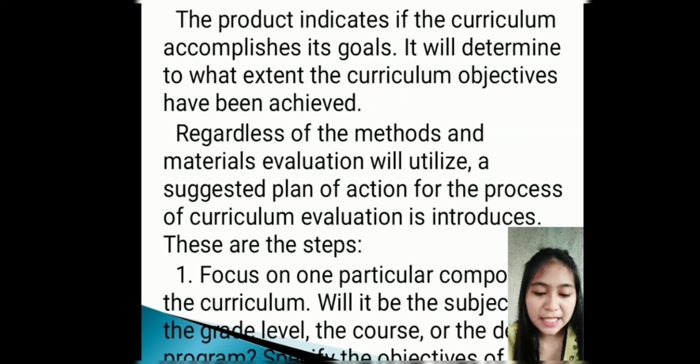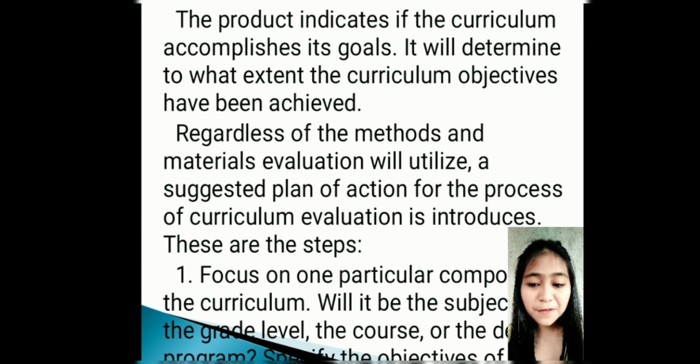The product indicates if the curriculum accomplished its goals. It will determine to what extent the curriculum objectives have been achieved. So product indicates if the curriculum accomplished its goals.